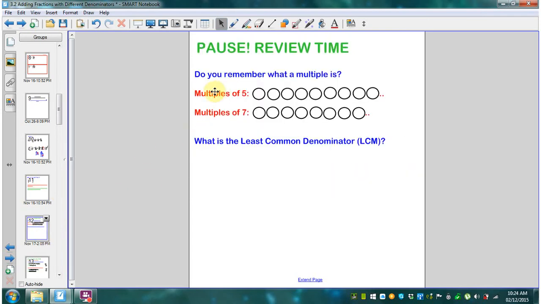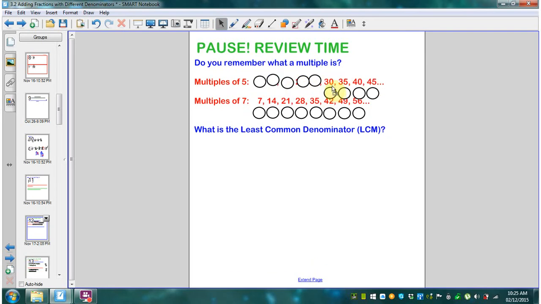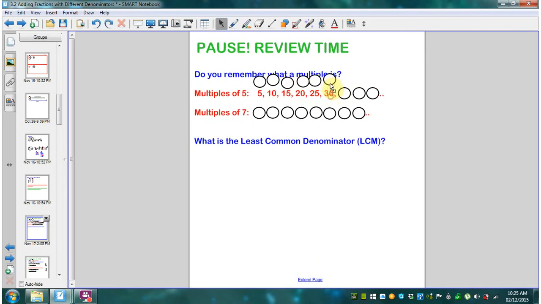Okay, so multiples of 5, and I chose 5 and 7 because we're looking at these denominators here, 5 and 7. So multiples of 5, we got 5, 10, 15, 20, 25, 30, 35, 40, 45, and so on. So how did I get these numbers? I just counted up by 5s, or I went 5 times 1 is 5, 5 times 2 is 10, 5 times 3 is 15, and so on. So what are the multiples of 7?